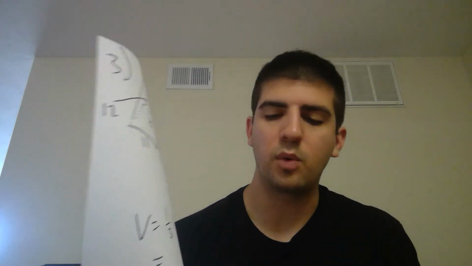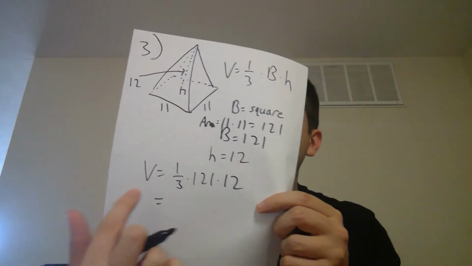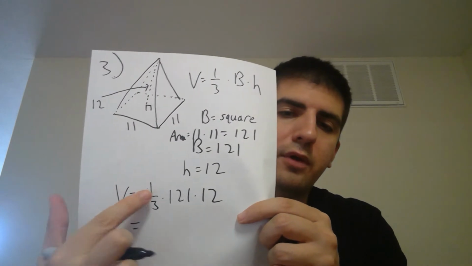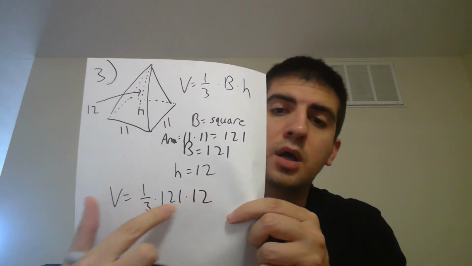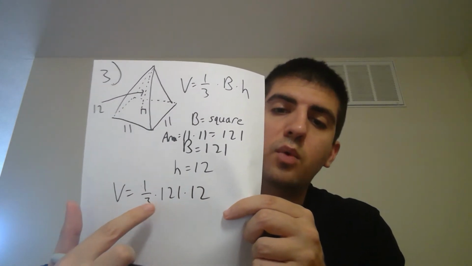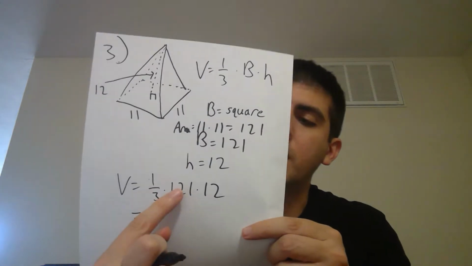And I'm just going to plug in the formula. So 1/3 times 121 times 12. If you're not good at doing this in your head, guys, you can always go in different orders when you multiply. You don't have to just go left to right. 1/3 of 12 is 4. 4 times 121, well, 4 times 1 is 4. 4 times 2 is 8. And 4 times this one is 4.